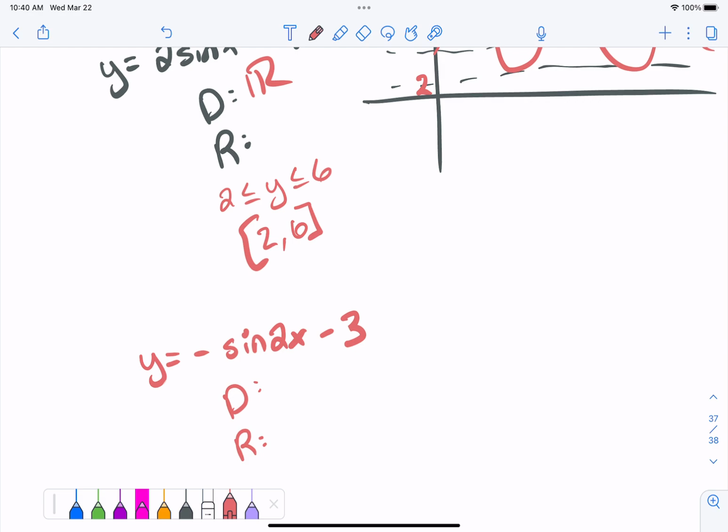Think about what each little number in there is doing. There's a couple things in there that may not even affect your domain and range, actually.